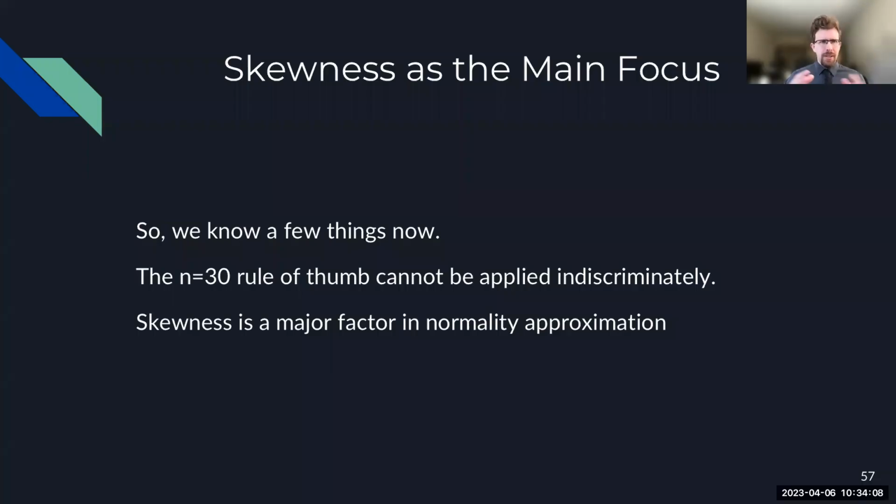So let's regroup here for a second. We know a few things. The n=30 rule of thumb shouldn't be applied indiscriminately. That's pretty clear. We saw that the distributions didn't attain a 90% pass rate when applied equally across the board. The parameter spaces should not be accounted for equally. We have to account for something, and that something seems to be skewness. A major factor here is the skewness profiles.